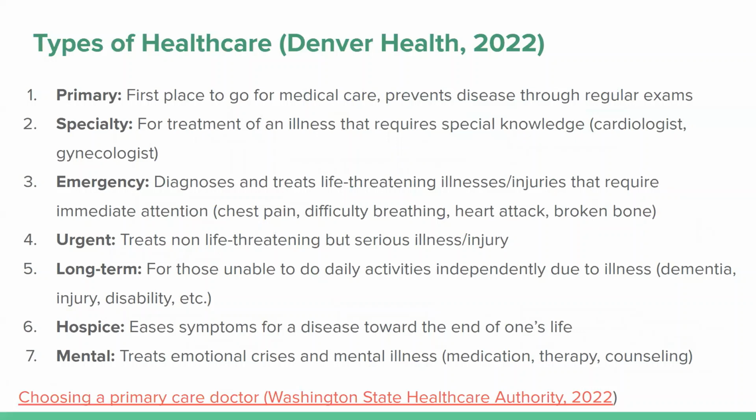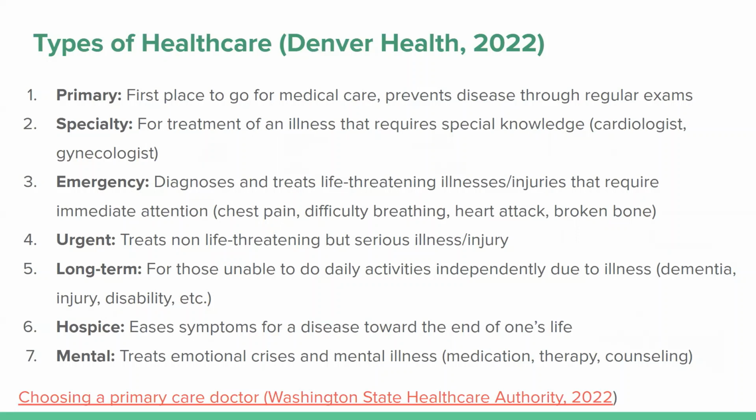So we're just going to switch gears here and go over the types of healthcare real quick. So we have primary and specialty. Primary is the first place to go for medical care, it's your primary care doctor, essentially. There is specialty, which is a special doctor that will treat an illness that requires special knowledge.